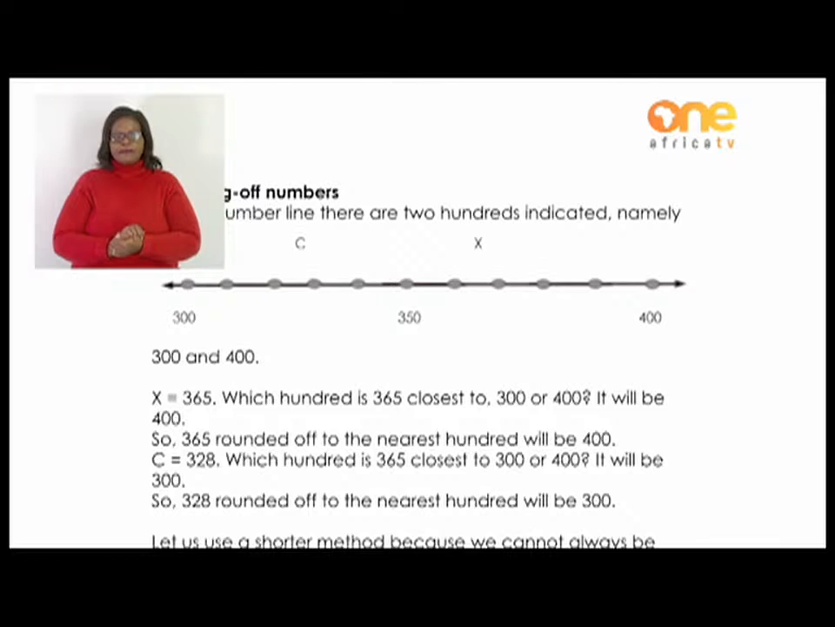Moving to page 14. Rounding of numbers. There is a number line drawn there for work to be much easier when it comes to rounding numbers. The notes. On this number line, there are two hundreds indicated, namely 300 and 400. In the middle there is 350, there is also a C, and there is X.